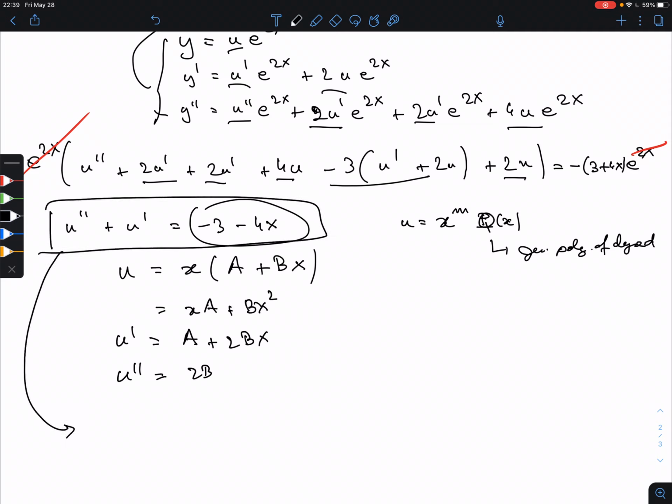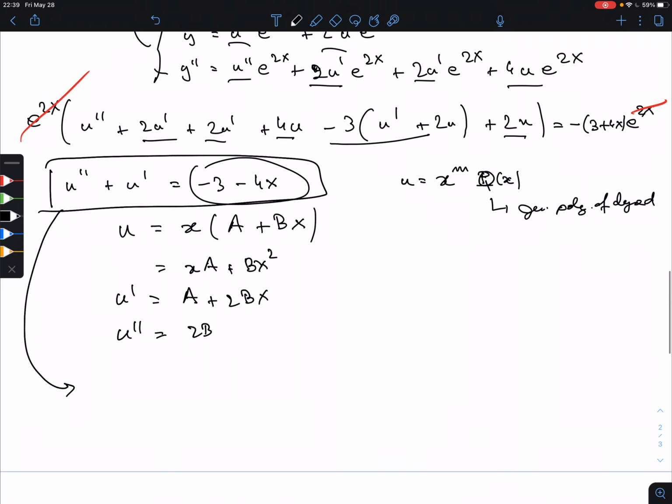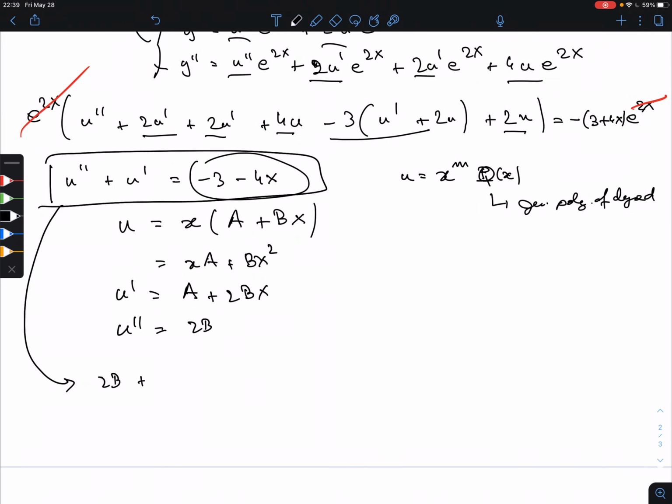Now I can plug this into my equation here. Remember, I'm looking for a particular solution. So we get 2b plus a plus 2bx equals minus 3 minus 4x. We compare the coefficients. The constant is 2b plus a, and that is negative 3. And we have minus 4 equal to 2b, so we see that b is negative 2.